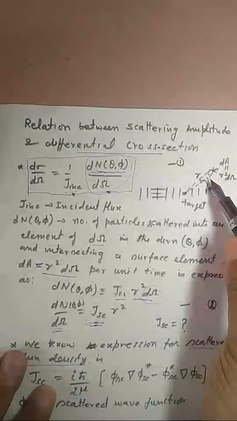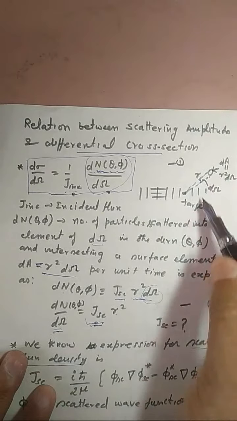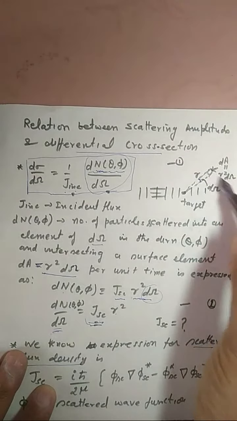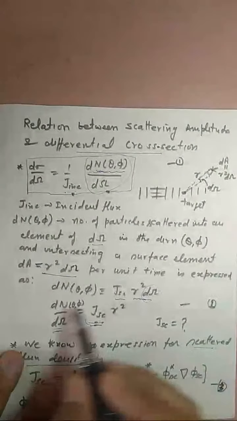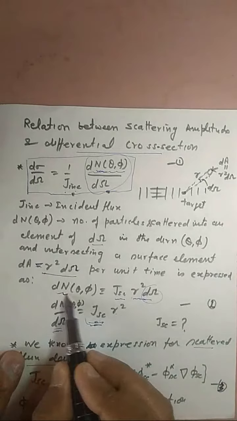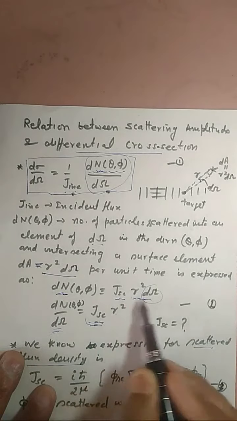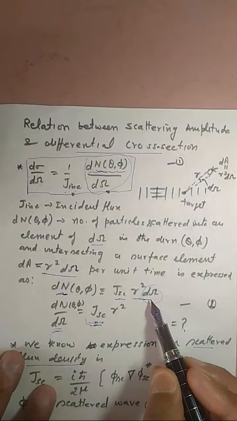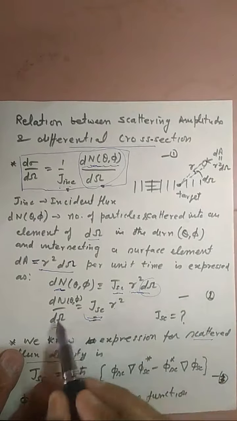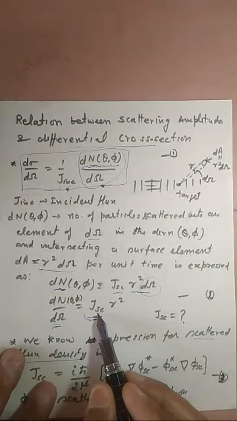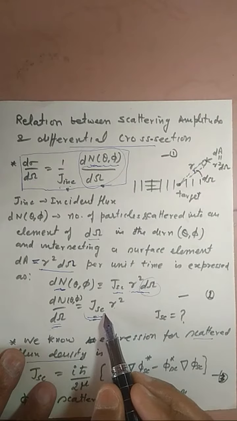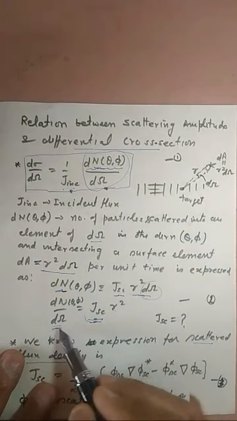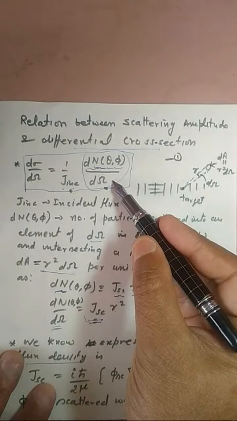and in this area element dA, which we define as r square d omega. This is the area element. So the expression for dn we can write as the scattered flux into the area dA, and we write this in terms of the solid angle. On rearranging, we can write dn by d omega equal to j scattered flux into r square. And we know that this quantity in the differential cross section is equivalent to this.